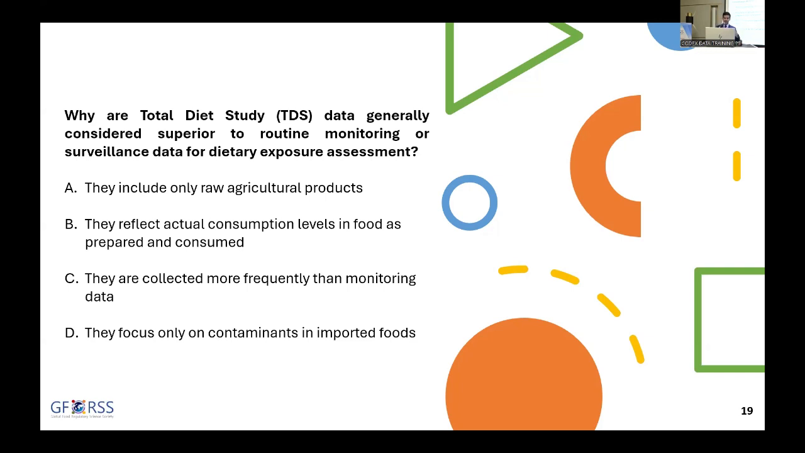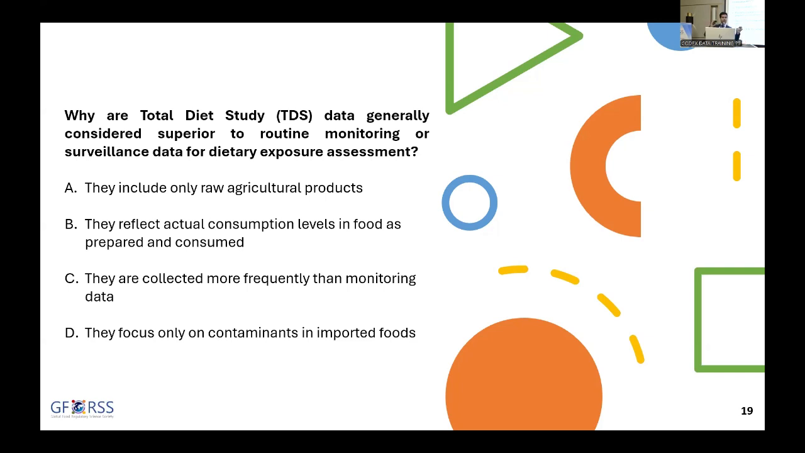Finishing with this question, and we will also reply to it: why are total diet study data generally considered superior to routine monitoring or surveillance data for dietary exposure assessment? Which option do you think? A, because they include only raw agricultural products? No, we said total diet study is the food as consumed. B, they reflect actual consumption levels in food as prepared and consumed? Yes. C, they are collected more frequently than monitoring data? No, they are not collected more frequently. D, they focus only on contaminants in imported foods? That's not the situation, okay?